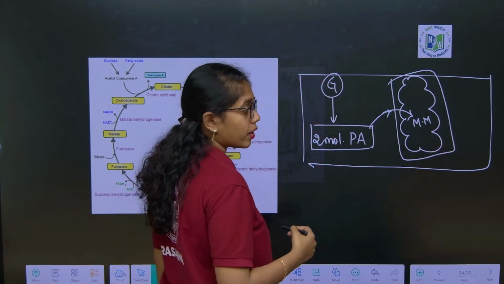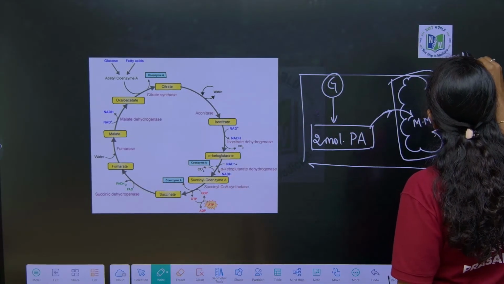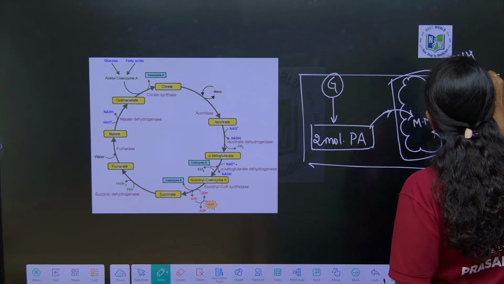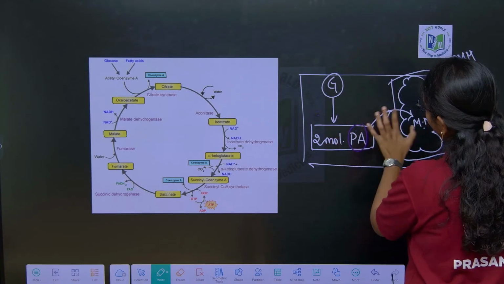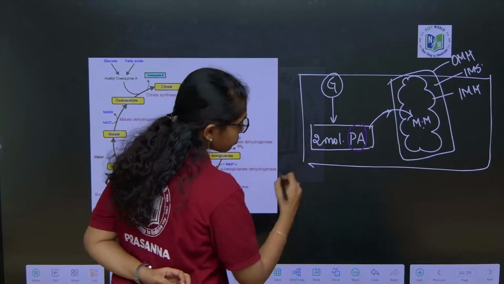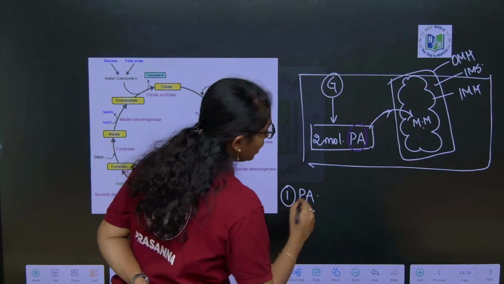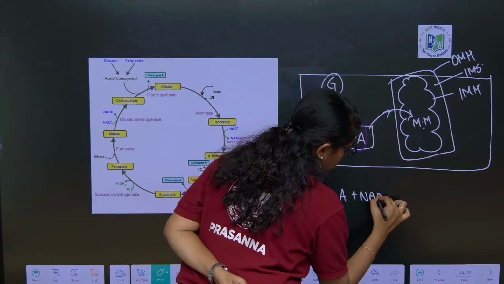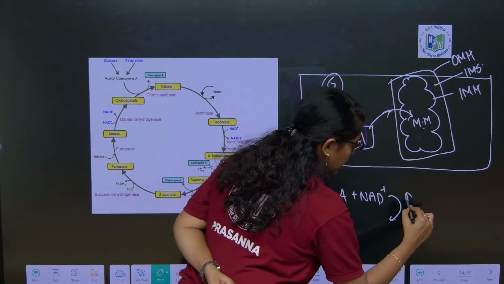If you consider mitochondria, it has 4 parts. One is the outer mitochondrial membrane, second is the inner mitochondrial membrane, in between those two you have the intermembrane space, and at the center the mitochondrial matrix. Pyruvic acid will directly land into the mitochondrial matrix. Inside the mitochondrial matrix, if we consider 1 molecule of pyruvic acid, that is for one cycle, along with coenzyme A and NAD plus, in the presence of pyruvic acid dehydrogenase.